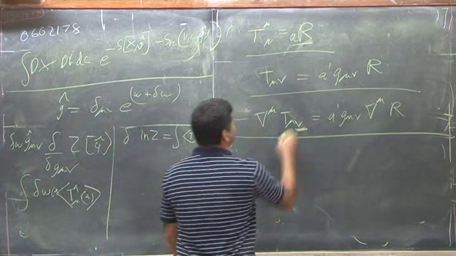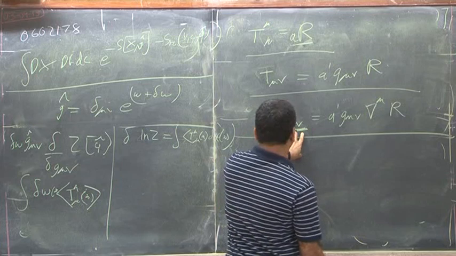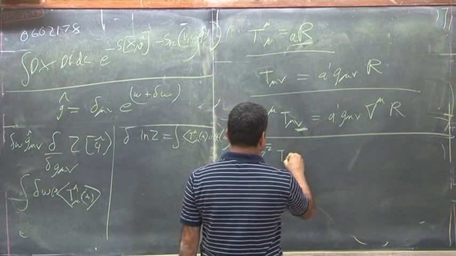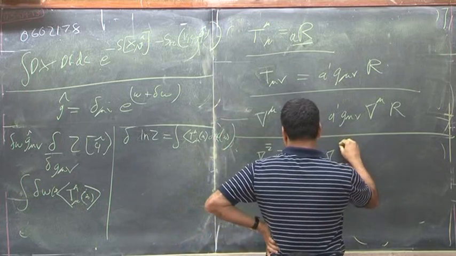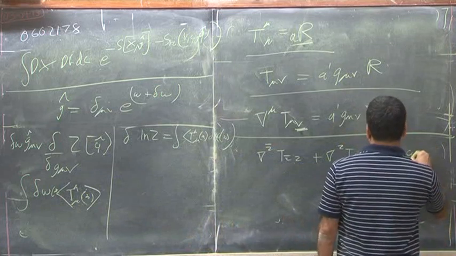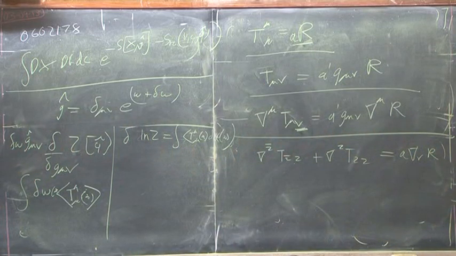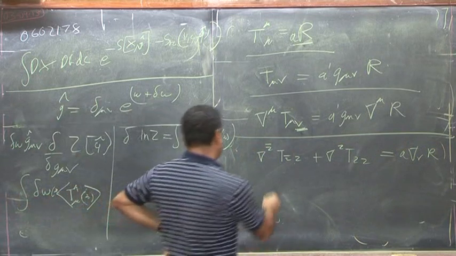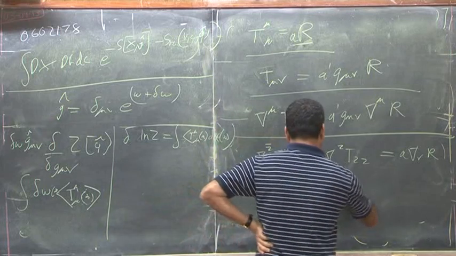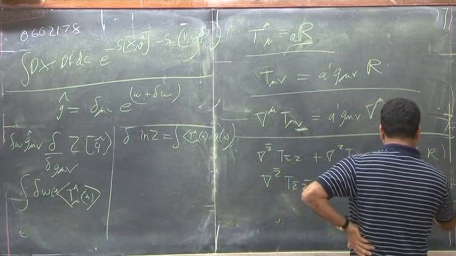So suppose that the new index was z. Suppose the new index was z, we would get del z bar of T z bar z plus del z T z z is equal to 0, is equal to whatever A g mu nu times del nu of R. Okay, and similarly with the other index, we get del z bar T z bar z bar plus del z T z bar z is equal to, and this free index was z bar, A del z bar R.